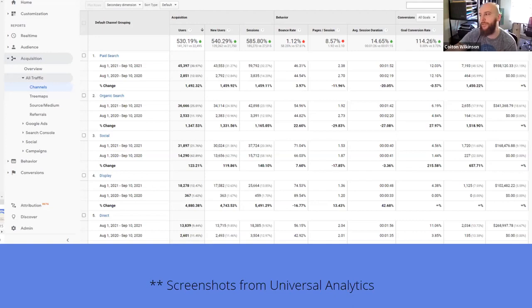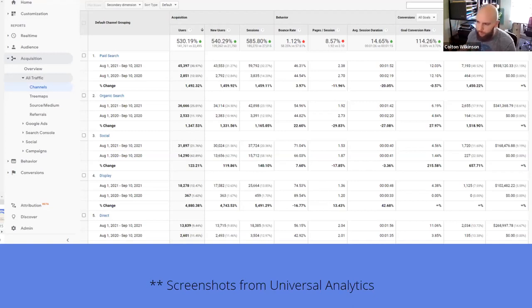Your goal conversion rate is another one to keep an eye on as well. This is basically the ratio of your site sessions to goal completions. So again, the amount of people that visited the site versus the amount of people that actually converted or completed a contact form, bought something, etc. So again, you want to see where that's going as well.